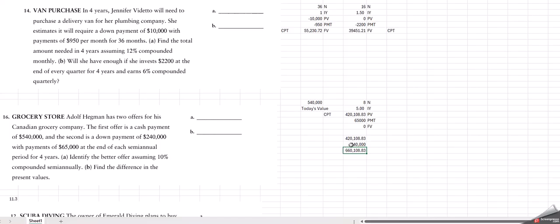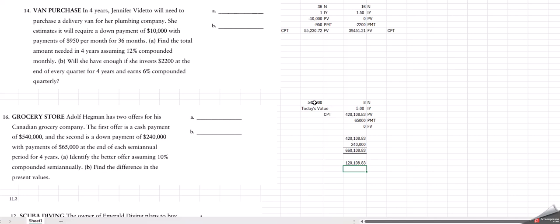That is the comparison. So it would be better off to take the second offer where we're going to get $240,000 down and then $65,000 twice a year for 4 years. We would end up with more money. And then find the difference. Again, just subtract them, so that minus that gives us that difference.